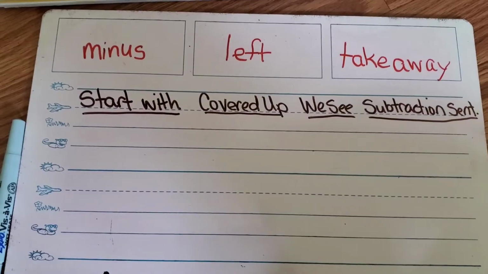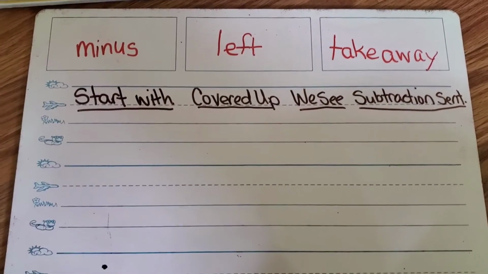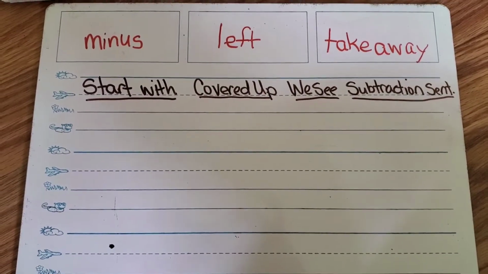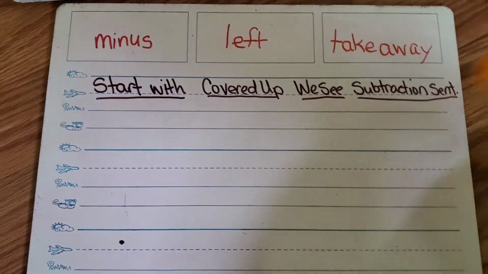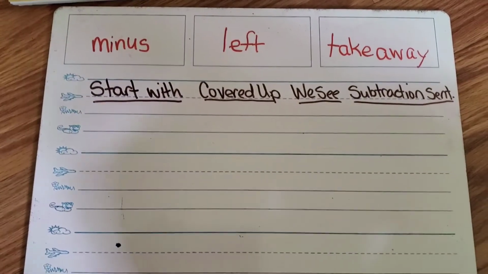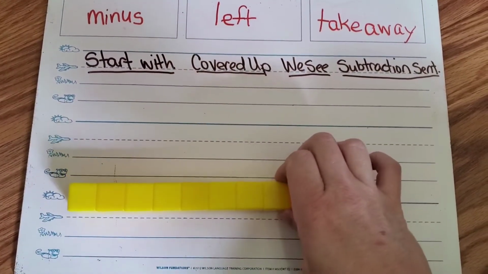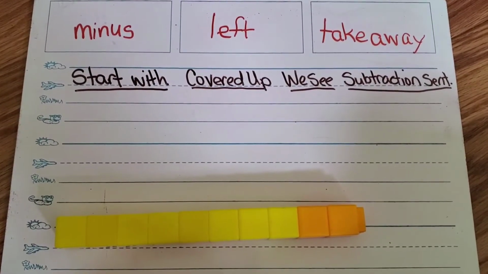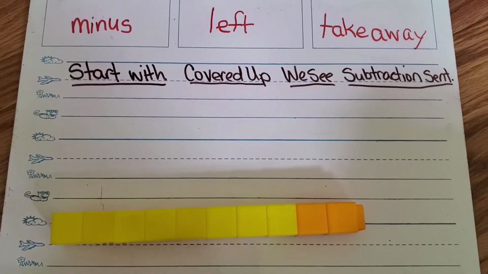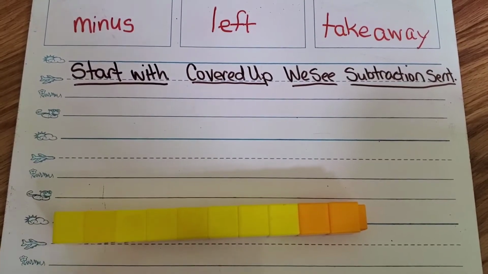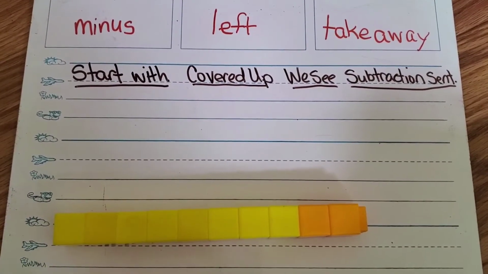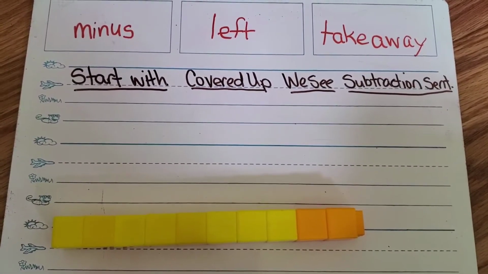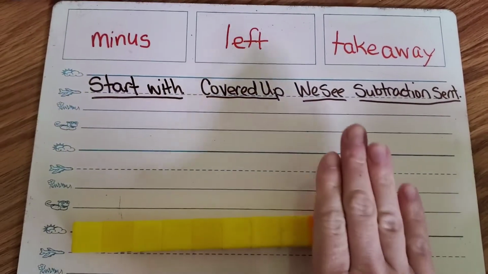Well, today you're going to need 10 connecting cubes, so pause the video while you gather your cubes. All right, now we are back and you have your 10 cubes. So your cubes can be different colors, they can be the same colors, it doesn't really matter. I just have 2 different colors for better teaching purposes, okay? So I want you to take your 10 connecting cubes and cover up 2.